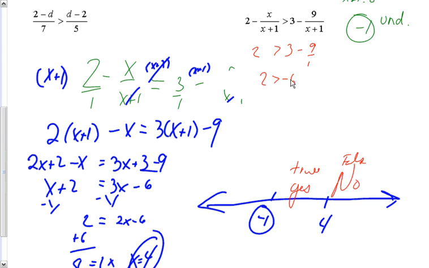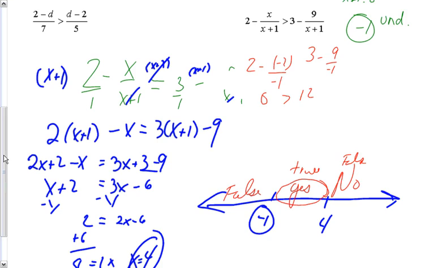The last one, okay, let's try a number less than -1. -2 works. You're going to see why, because it's -2 plus 1, which makes it easier. 2 minus -2 over -2 minus 1, which is -1. So 2 minus, a lot of minuses, hold on, minus and minus is a plus, and that's a minus. This is actually 0. Is that greater than 3 minus 9 over -2 plus 1? It's -1, which makes it false. Is that a true statement? That is false. My answer is going to be then this region in between that, from -1 to 4.